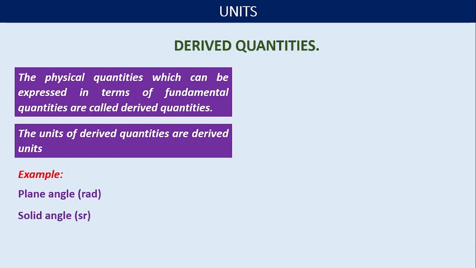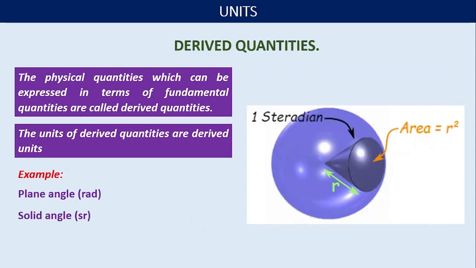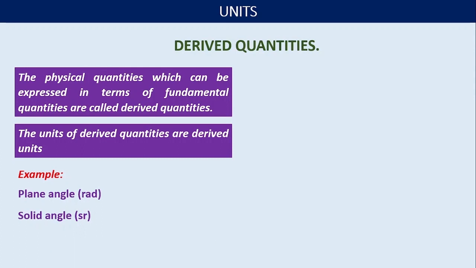Second, solid angle measured in steradian. Here you have a sphere, right? There is a cone here. The cone angle at the center, with the area r square, gives 1 steradian. Solid angle equals surface area divided by r square.